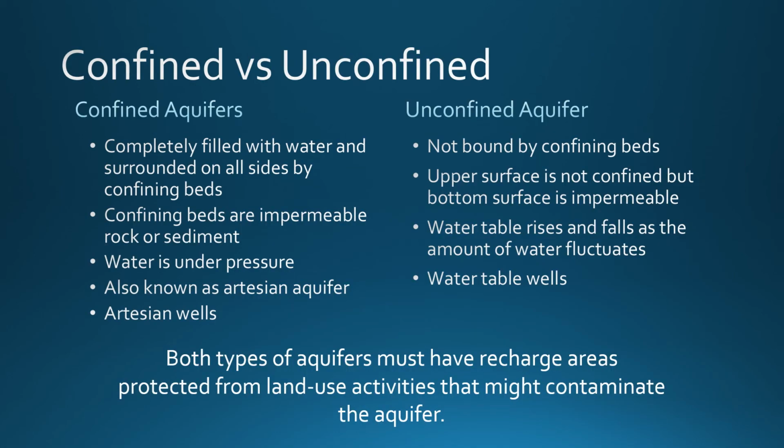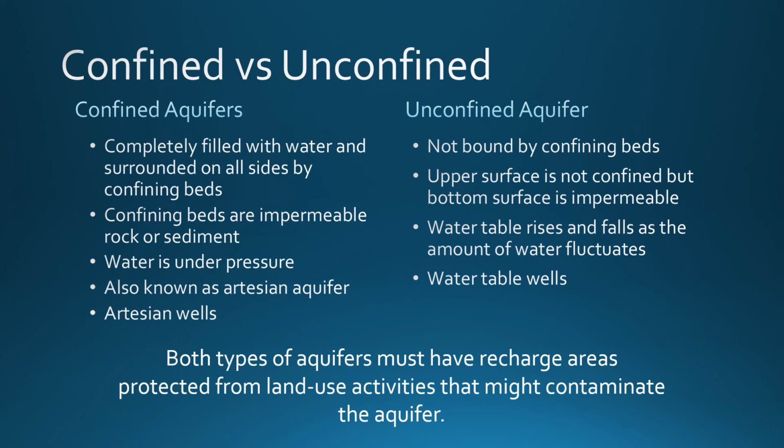There's confined versus unconfined. Confined aquifers are completely filled with water and surrounded on all sides by confining beds, which are just an impermeable rock or sediment that's holding that water there. And the only opening to the outside world is at the top at its recharge zone. And so water is under pressure constantly. They're also called artesian aquifers, which you might recognize from artesian wells. Artesian wells are drilled down into these confined aquifers, and the pressure from the aquifer pushes the water up. So you don't need an artificial pump system.